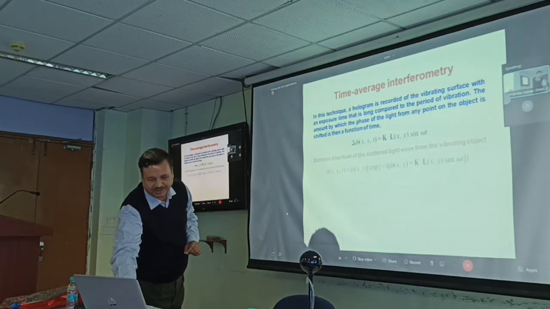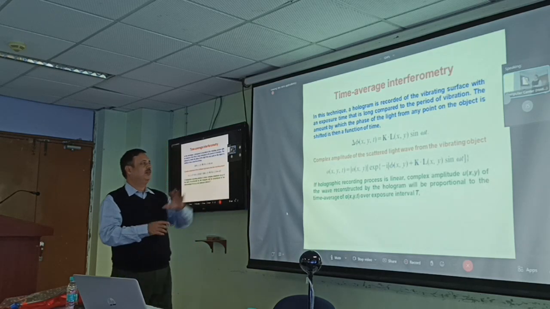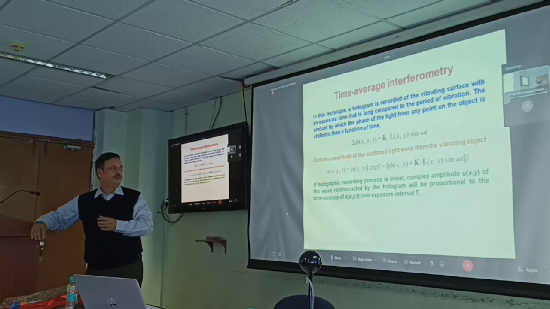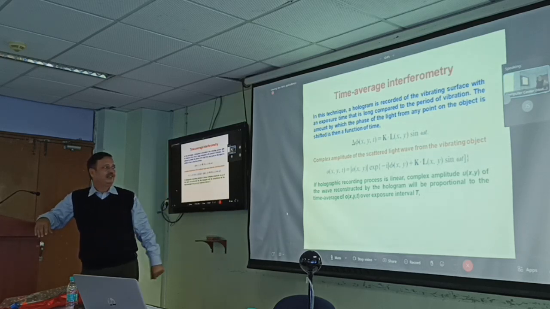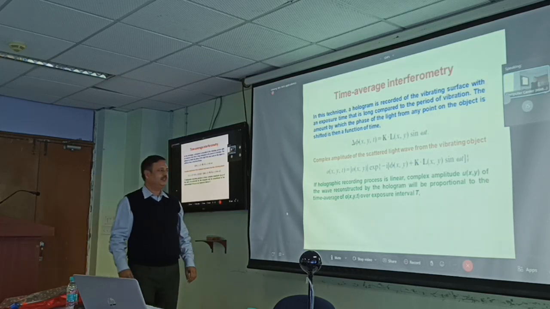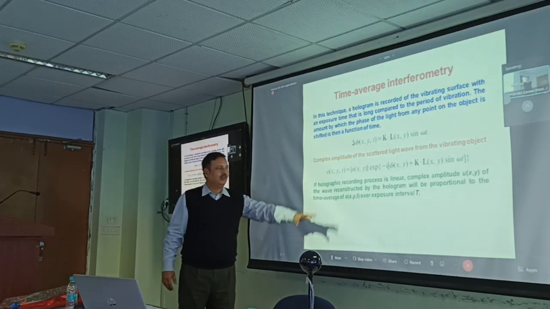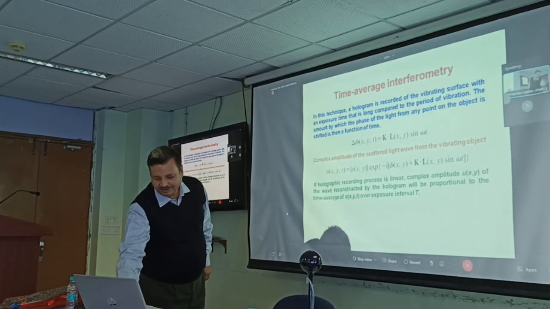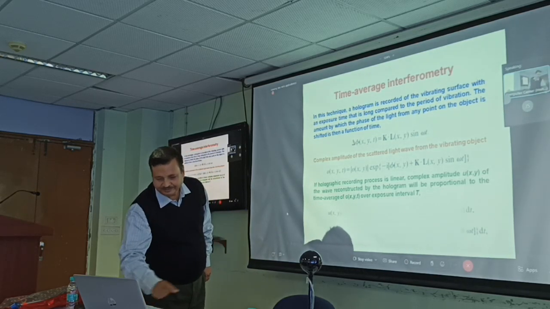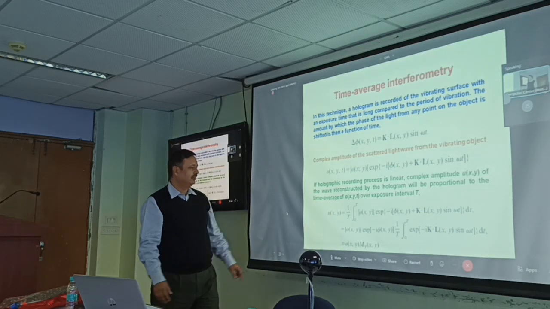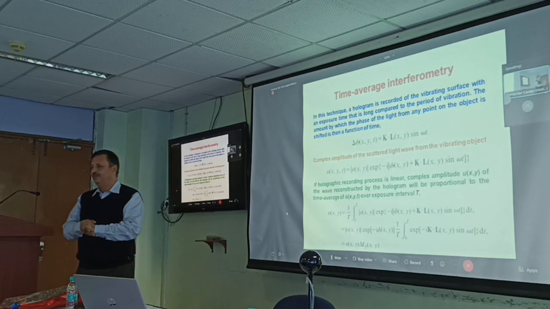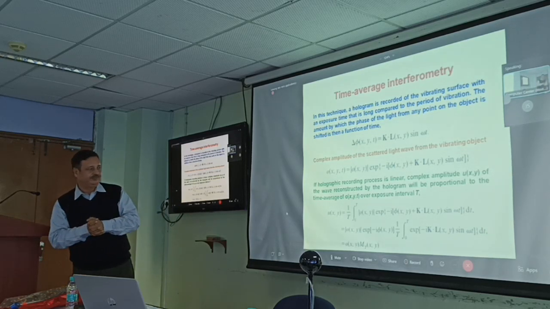So it has lots of mathematics. So suppose one of the phases I am taking as k into L, then sin omega t. Then you have the complex amplitude of the scattered light wave from the vibrating object. So if the holographic recording process is linear, then you have this complex amplitude of the wave reconstructed by the hologram. So you have this expression for the optical field when you are averaging over the time.